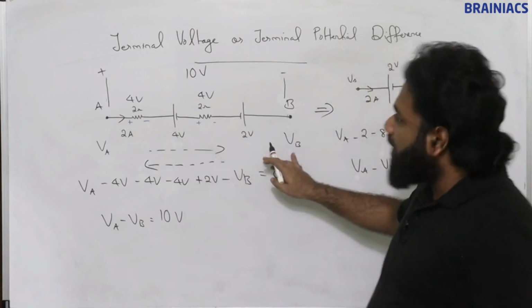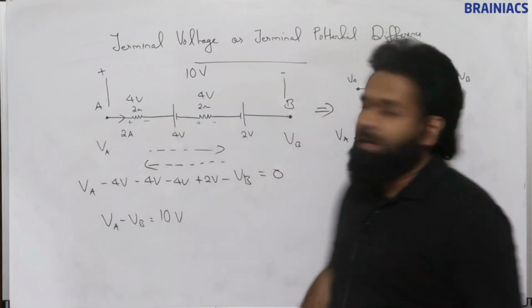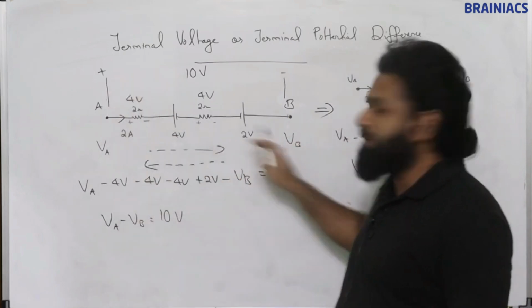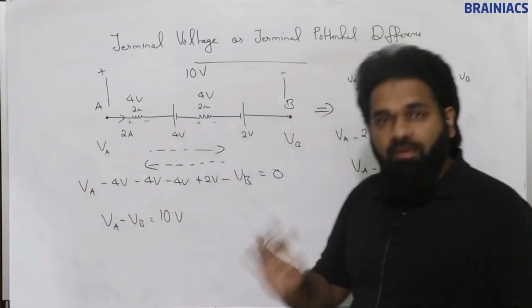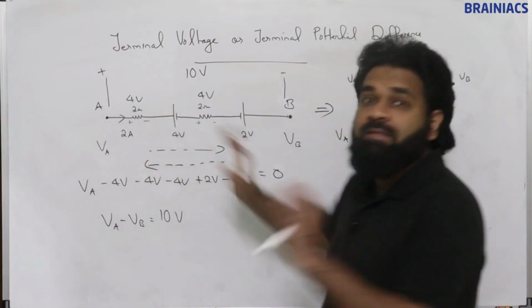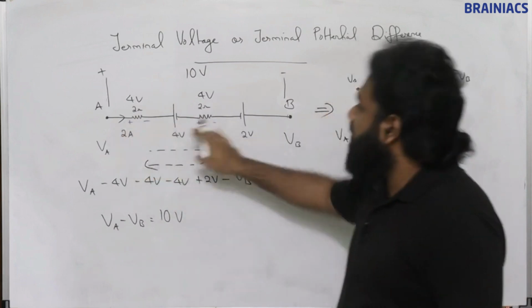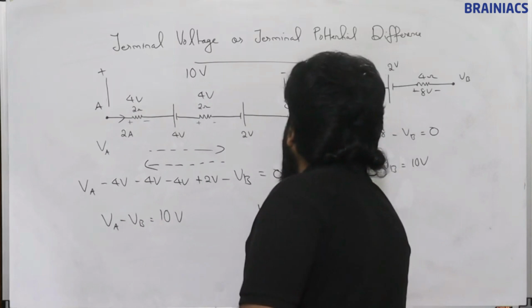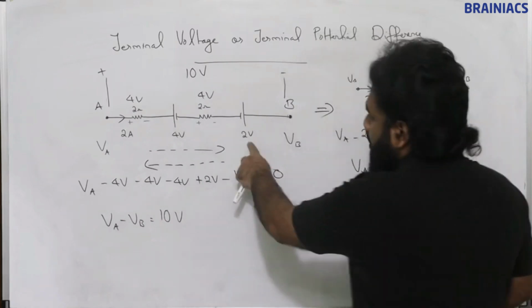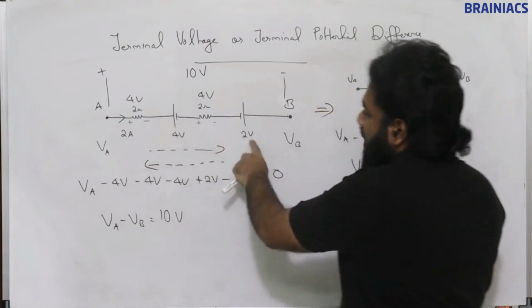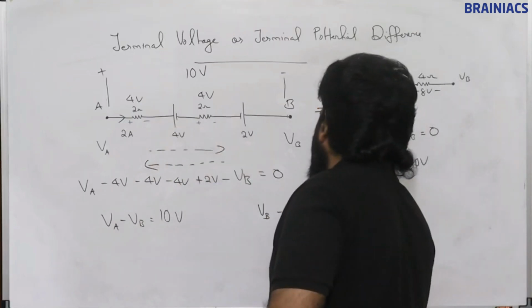So if this is VB, this is VA, and if I am taking the path like this, I can take this as positive, this as negative. We will see whether any change will come to the answer. Don't disturb the current. In the direction of current, you can take the sign also. Now I am taking VB plus minus. We are always taking the second sign. Plus minus, so minus 2.